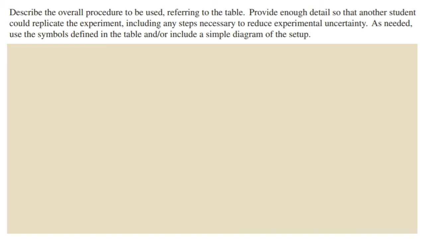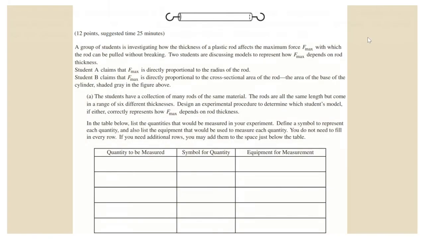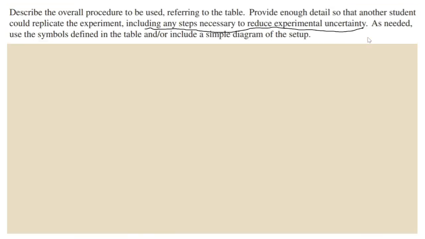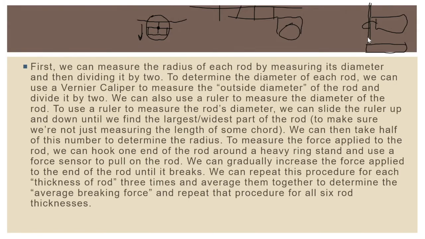Now, exactly what the scoring guide is looking for as far as including any steps to reduce experimental uncertainty, it depends on exactly how you interpret the beginning of the problem. Because it says, the students have a collection of many rods of the same material. The rods are all the same length, but come in a range of six different thicknesses. I think it could be argued that that description shows that there's multiple rods of each thickness.